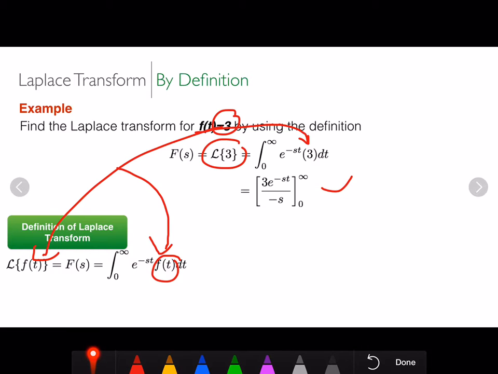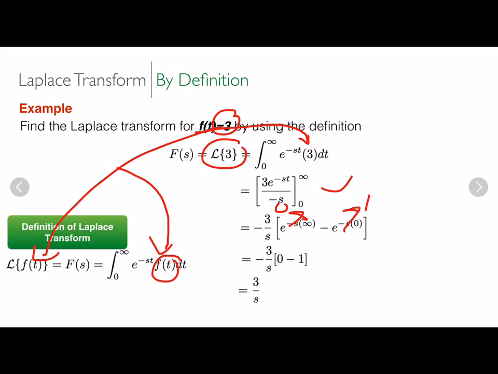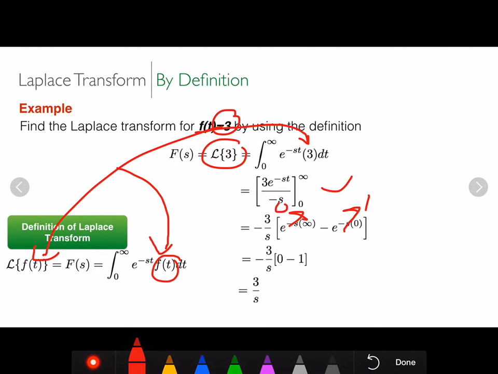Once I get this, I proceed with the integration and substitution. For infinity, I can just substitute straightforwardly into this one, and for 0 I substitute into t. It's very important to know that e to the power 0 equals 1, and e to the power negative 1 over infinity approaches 0. So you get this, then you just simplify. This is the Laplace transform for the function f(t) equals 3.